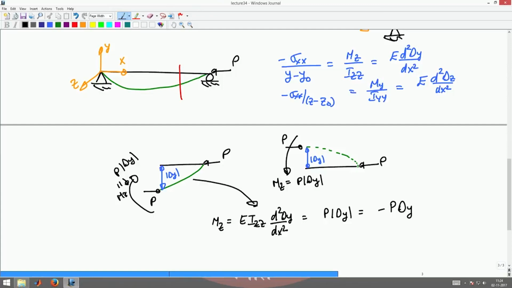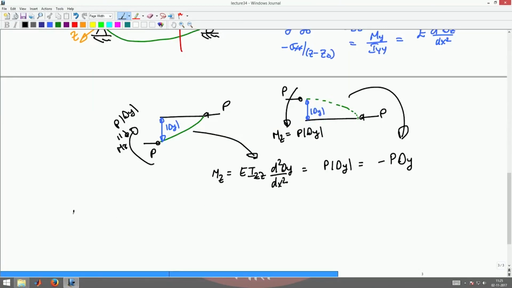Okay, now you find that the same equation holds for this case also, because this moment Mz is a negative moment but delta y is positive. So when delta y is positive, this is a negative moment, so this gives a right sign for the bending moment. Okay, so this is the right expression of bending moment, whether it bends down like this or whether it bends up like that. Okay, so the equation remains the same. Okay, so now I have to solve this equation.